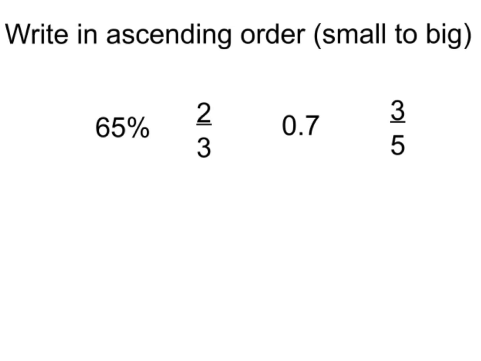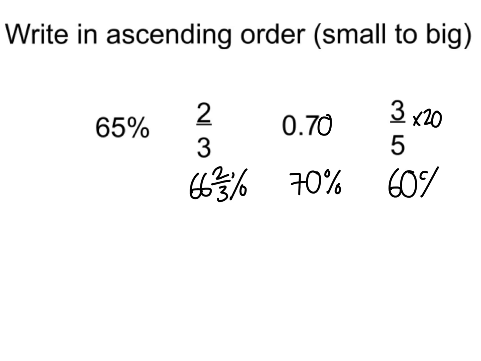So this one's okay, it's already 65%. 2/3 I've chatted about already. 2/3 is 66 and 2/3%. 0.7, that's the same as 0.70, so that's 70%. And 3/5, well, I could times by 20, or you work out 3/5 of 100, which is still the same as timesing by 20. So that gives me 60 over 100, so that's 60%. So which is the smallest here? Well, definitely that end one.